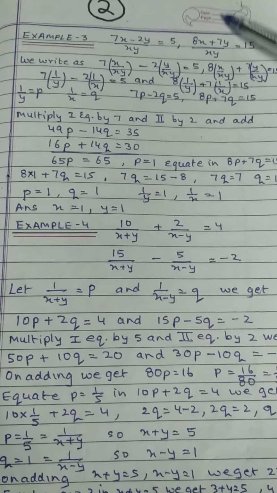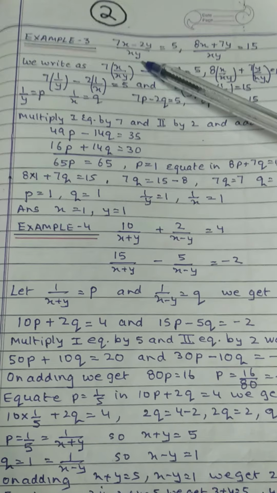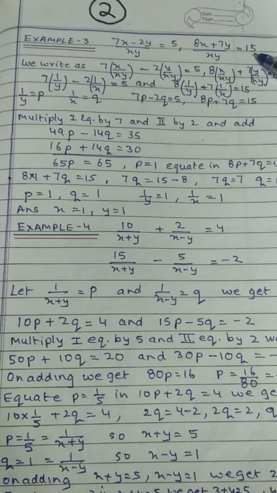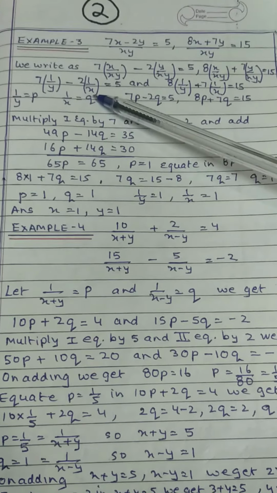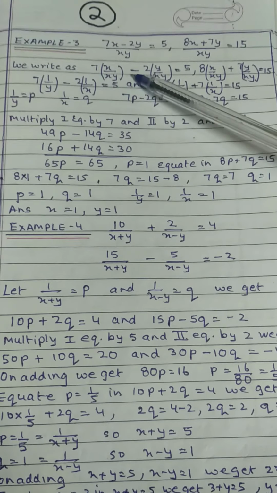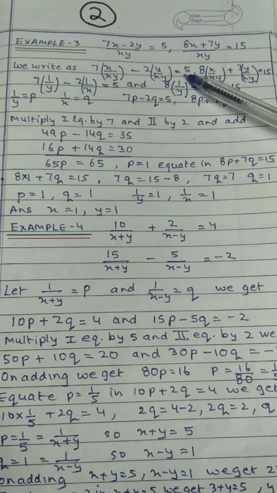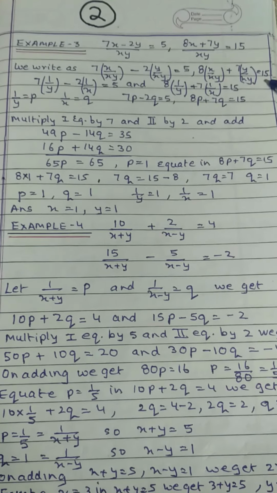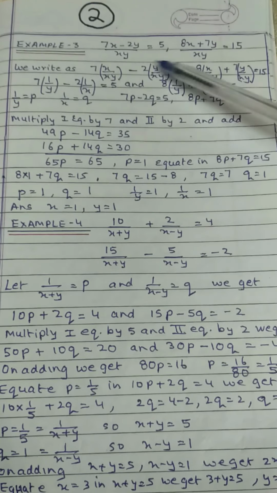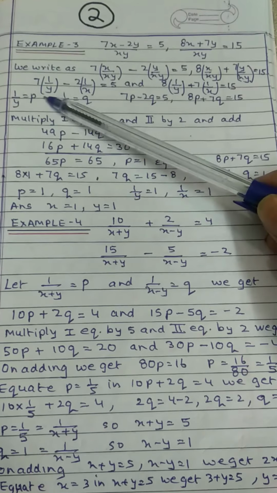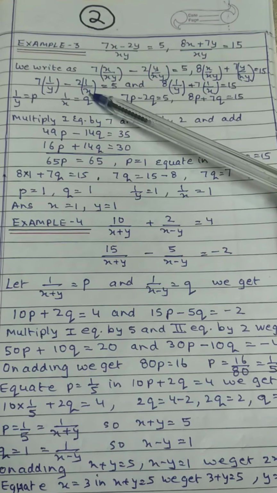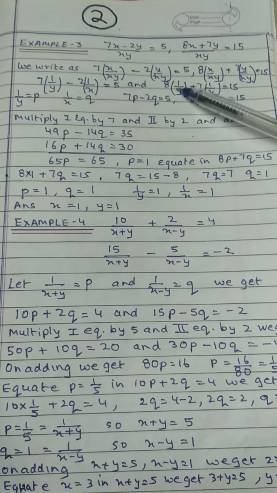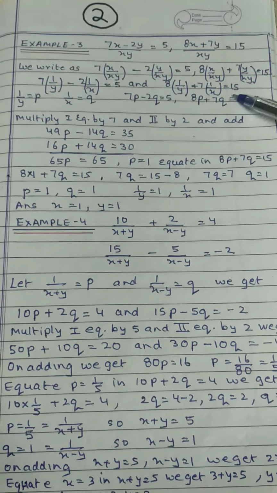Let us see example 3. 7x minus 2y over xy equals 5. 8x plus 7y over xy equals 15. We write it as 7x over xy minus 2y over xy is equal to 5, and 8x over xy plus 7y over xy is equal to 15. x and x get cancelled, y and y get cancelled. We get 7 times 1 over y minus 2 times 1 over x is 5. Then 8 times 1 over y plus 7 times 1 over x is 15.